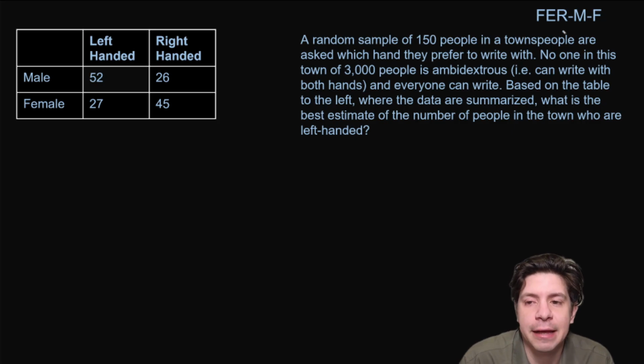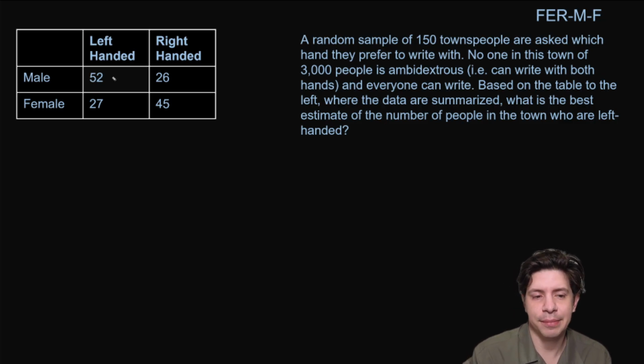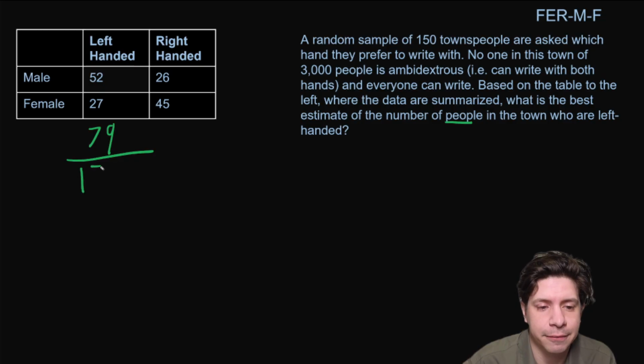And now we have FERMF. So here we have a random sample of 150 townspeople are asked which hand they prefer to write with. No one in this town of 3,000 people is ambidextrous, can write with both hands. And everyone can write. Okay, that's just giving us background. Based on the table to the left, where the data are summarized, what is the best estimate of the number of people in the town who are left-handed? So it's split up by male and female, but it's just asking for people. So 52 plus 27 is going to be 79. And we're told it's out of 150. So it'll be 79 out of 150.